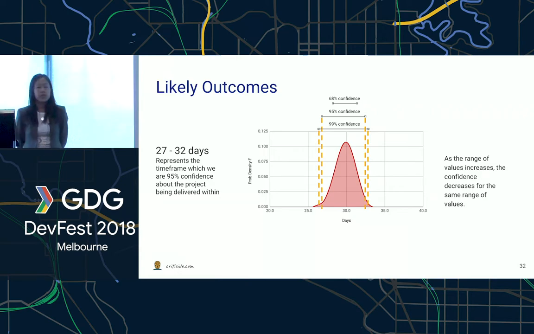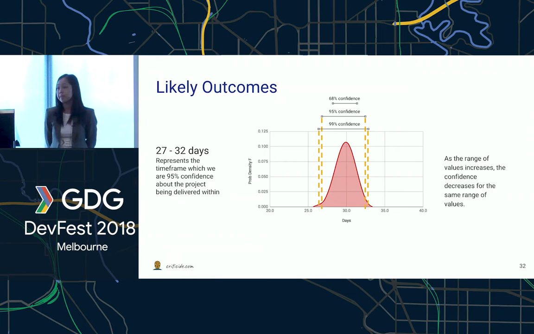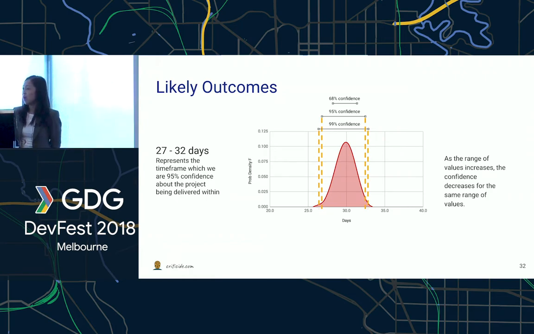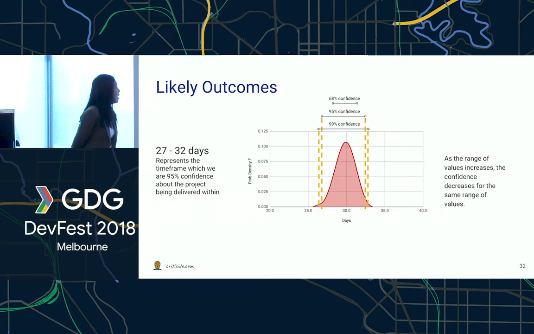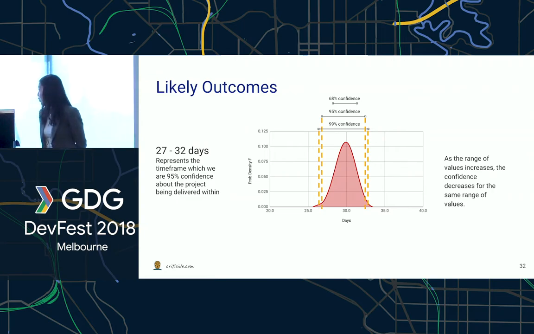Likely outcomes. Traditional estimation techniques, such as t-shirt sizes or planning poker, encourage us to communicate an absolute or relative effort estimate, for example, some number, size, or range, but they don't actually give us a corresponding probability. This means that we do not know how likely those outcomes are to occur. But with the Monte Carlo, we can say things like, I have a 95% confidence that I will deliver this project in 27 to 32 days.